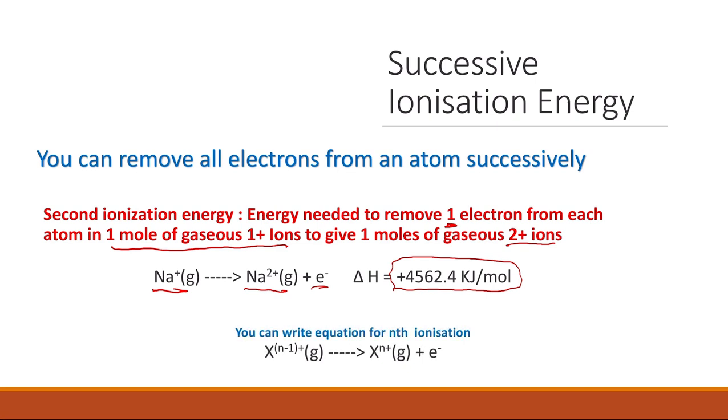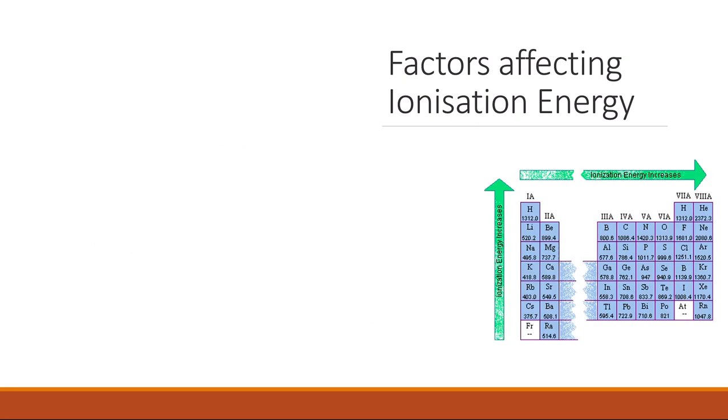You can write the equation for whatever nth ionization using this general equation. For any element X, the nth ionization will be X(n-1)+ as a gas to give you Xn+ as a gas and an electron.